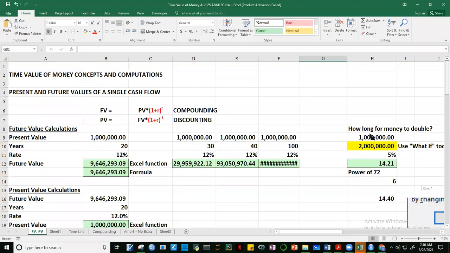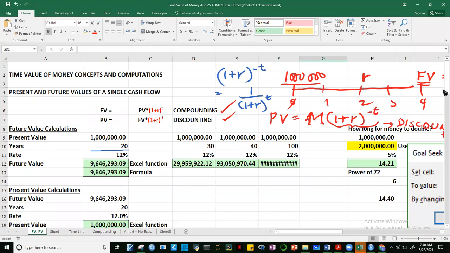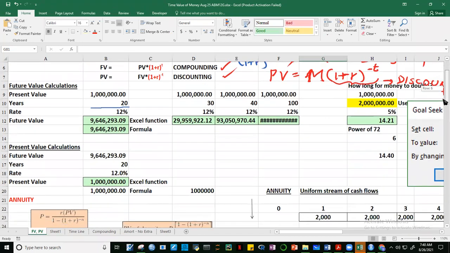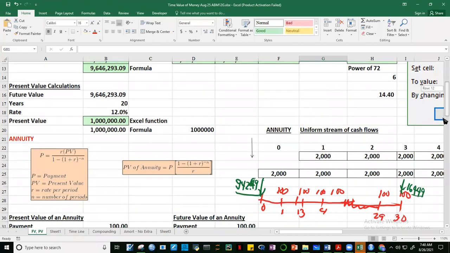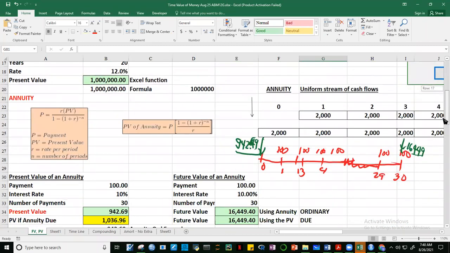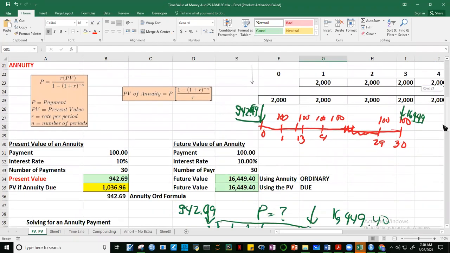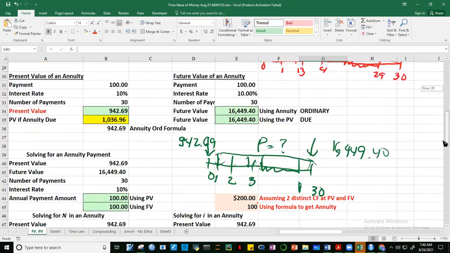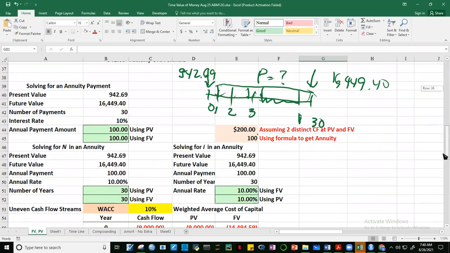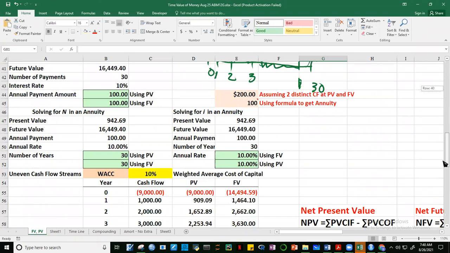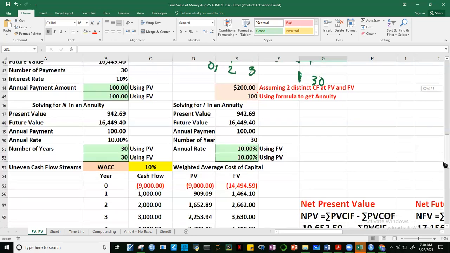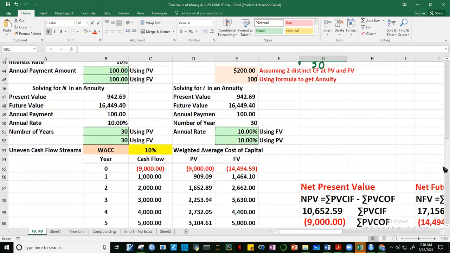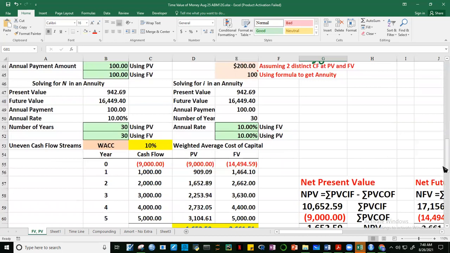Given an equivalent cash flow. Okay, we had several examples before. We learned how to compute the future value, the present value. We learned how to compute the equivalent annuity given either the present value or the future value, and vice versa. We learned how to compute for the number of years, or we also learned how to compute the rate given equivalent cash flows and other factors.